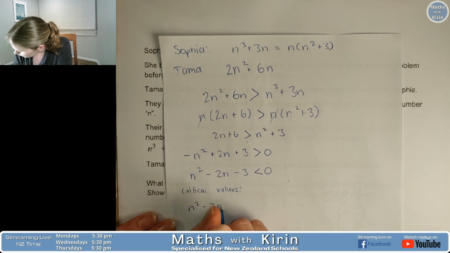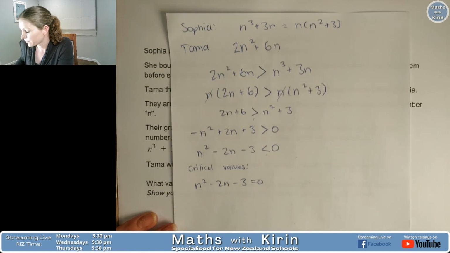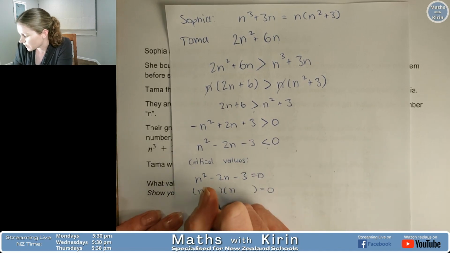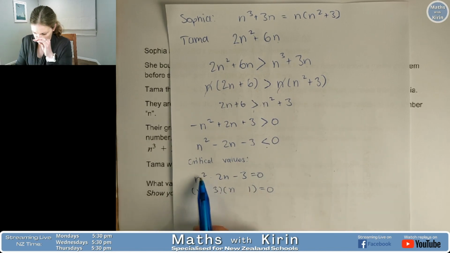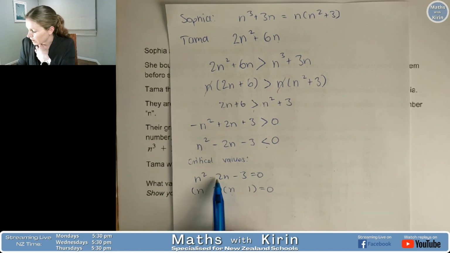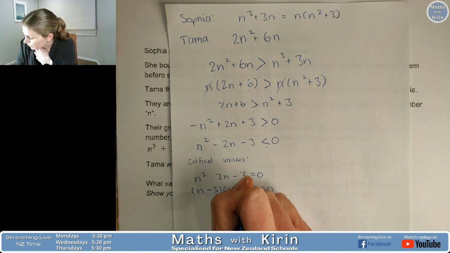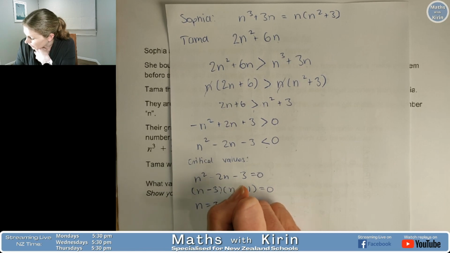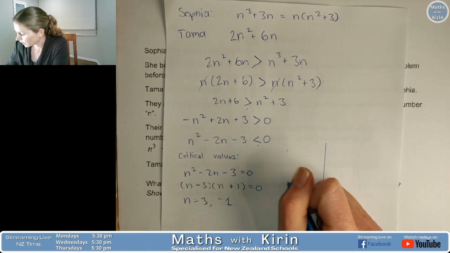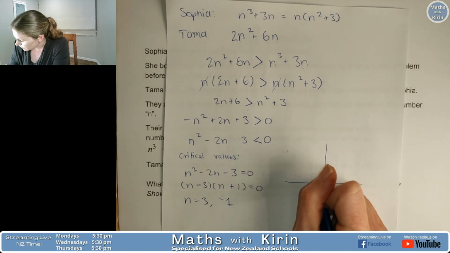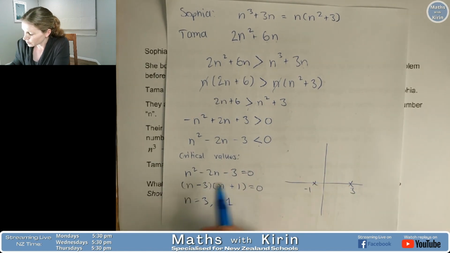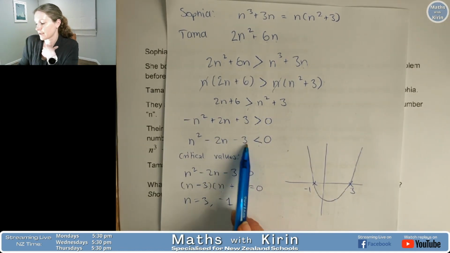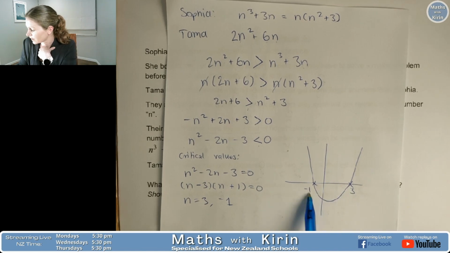n squared minus 2n minus 3 is equal to 0. So, factorizing. 3 means that we have to have a 3 and a 1. n squared means that we just have an n and an n. We want negative 2n, so negative 3 plus 1. So n is 3 or negative 1. So if we wanted to think graphically again, we have negative 1 and 3. It's a positive n squared, so we know it's like this. We want less than 0, so we're interested in these values here.